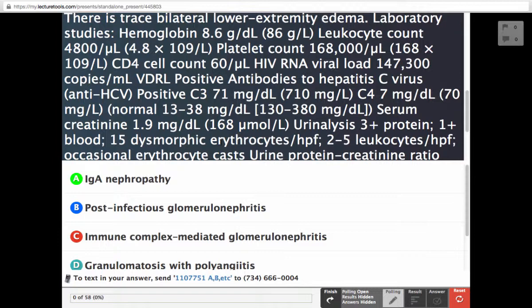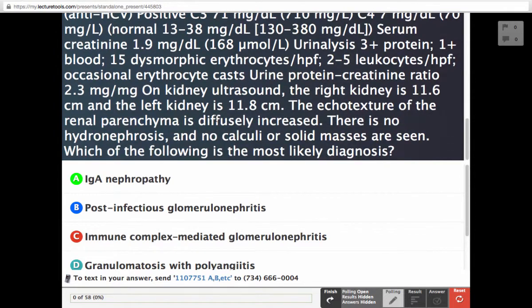VDRL positive, hepatitis C virus antibody test positive. C3 71, C4 7. Serum creatinine 1.9. Urinalysis 3 plus protein, 1 plus blood, 15 dysmorphic red cells, 2 to 5 leukocytes, occasional leukocyte casts. Urine protein to creatinine ratio 2.3. On kidney ultrasound, the right kidney is 11.6 and the left kidney is 11.8.